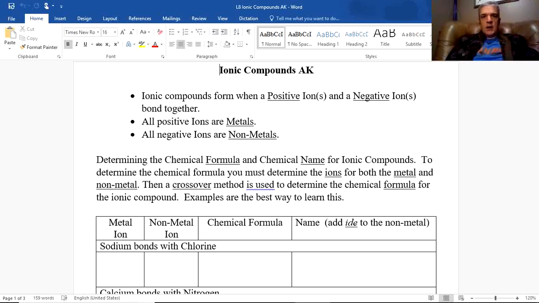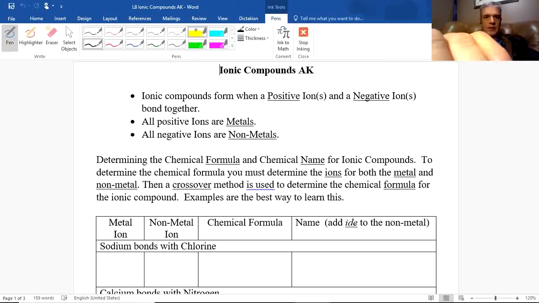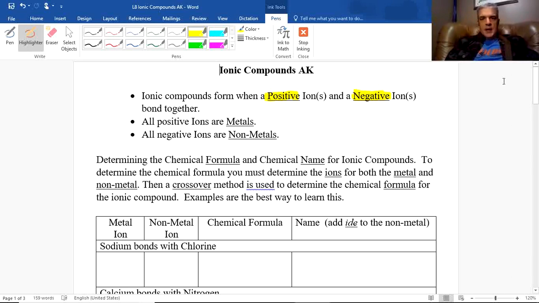Now, ionic compounds form, and this was stated in our last lesson, but I cannot express this closely enough. They form when a positive ion and a negative ion bond together. This is also quite evident with two other regions of the periodic table, in that all positive ions are metals. So there are no nonmetals that form positive ions.